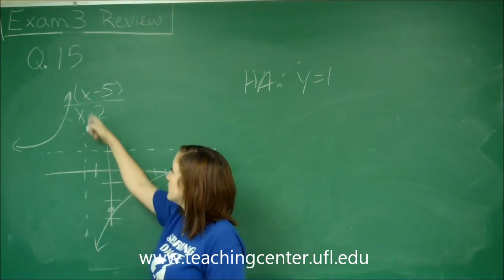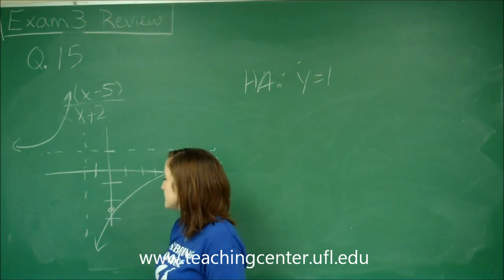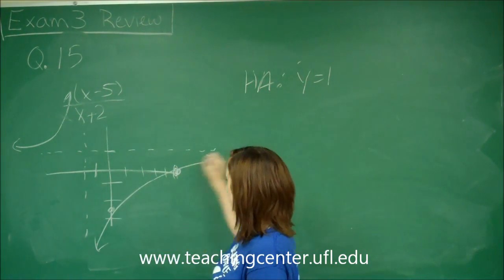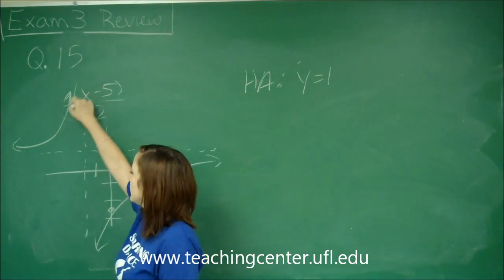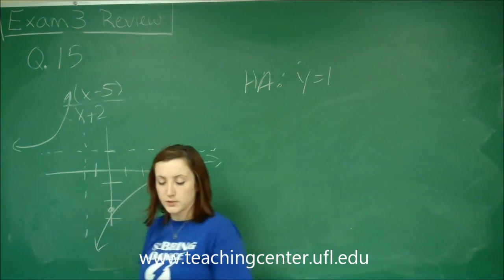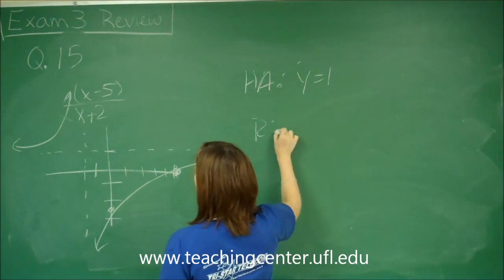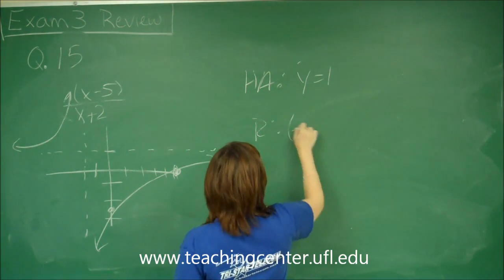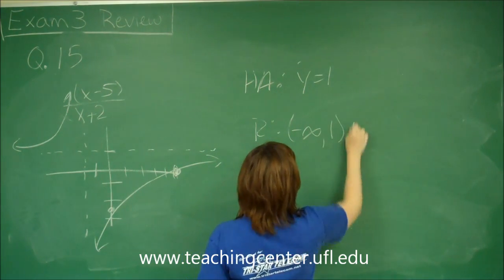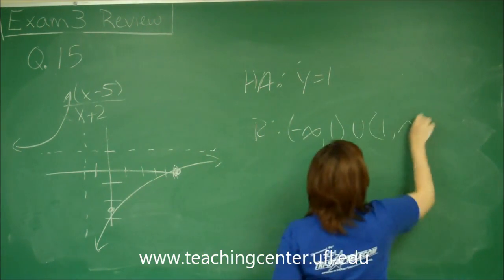I just plugged in 0, and I got -5/2. And so I knew that my graph was going like this, and that it would be reflected, and you can also plug in values. So the range then is from -infinity to 1, union with 1 to +infinity.